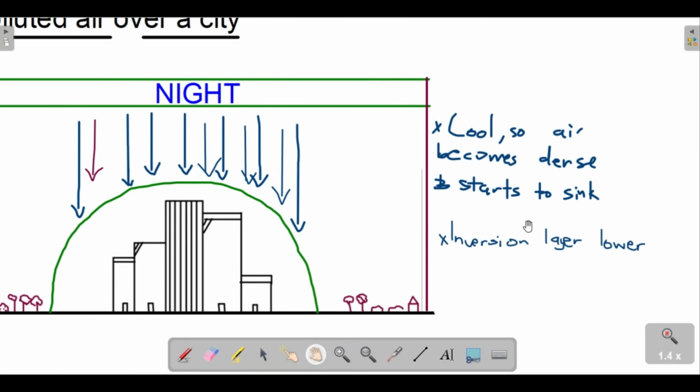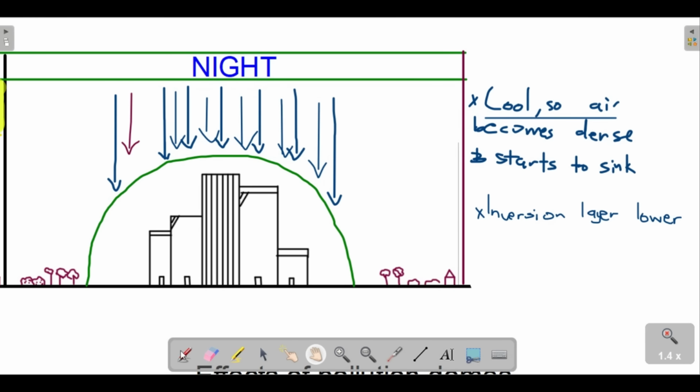Okay, so because it is cool, and we usually see this even during winter. Because during winter it is cold, cold air tends to sink down. So we find that the pollution dome becomes small. It becomes this dome. It becomes much closer to the city because it is pushed by that inversion layer, or by that air mass of cold air, down towards the surface.